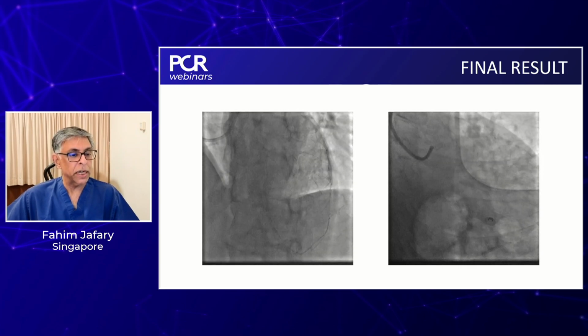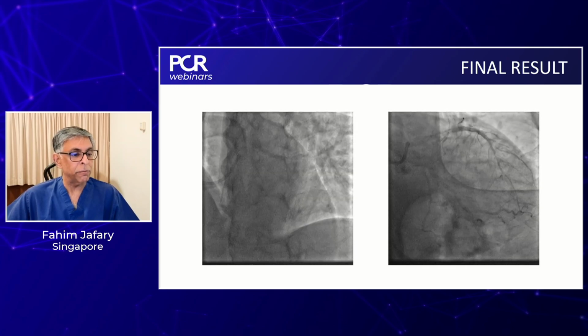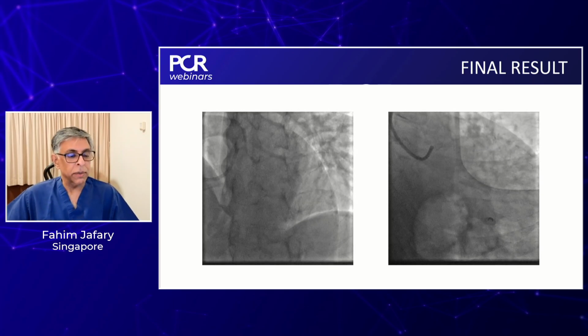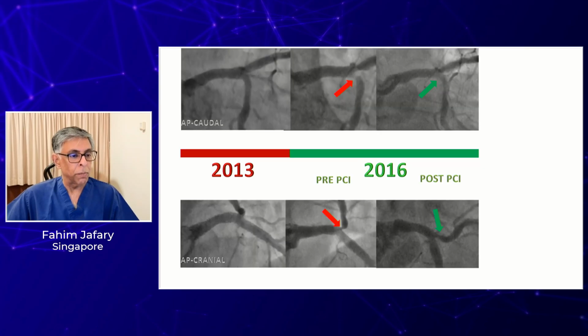And this is the final result that we got at the end of it. Not the most perfect result, but we thought it was reasonably acceptable in the sense that you look at the ostial circ in the left panel, a slight residual, but still okay. And on the right side, you can see the ostial circumflex a bit hazy, but otherwise quite all right. Just to make the point, on the left side in 2013, the ostial circumflex was good. You have the AP caudal shots on the top and the AP cranial shots on the bottom. And then in 2016, 3 years later, the ostial circ with a tight lesion and post cutting balloon and DCB angioplasty looked acceptably well. And I thought that we would take this as a win and see how we did.